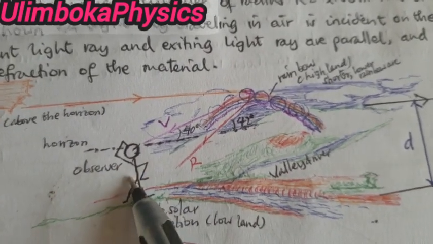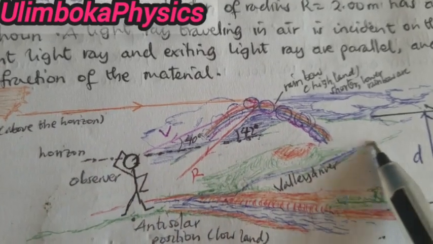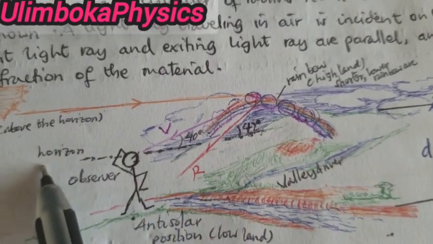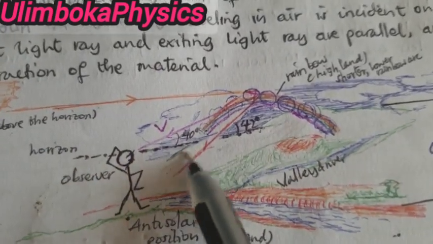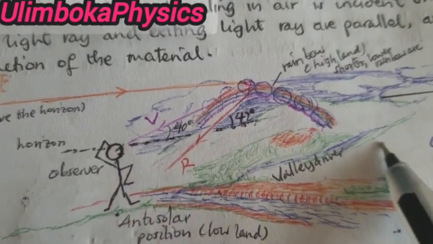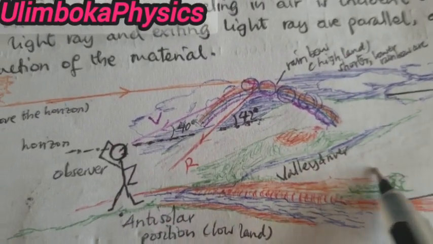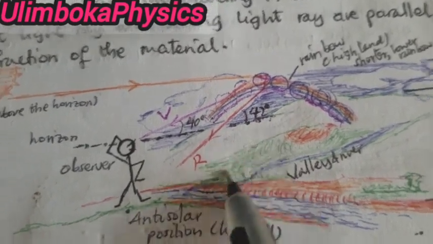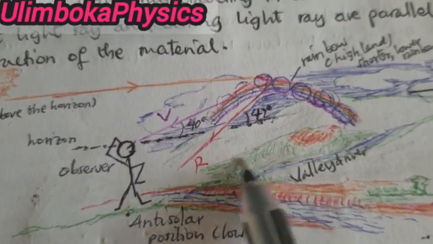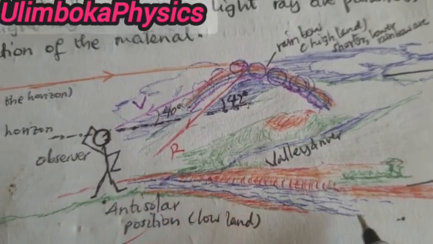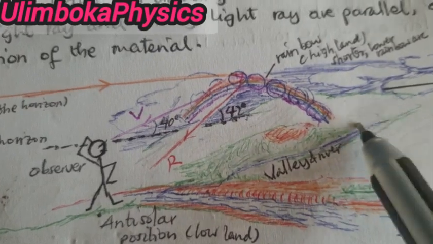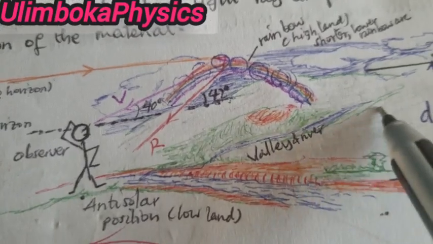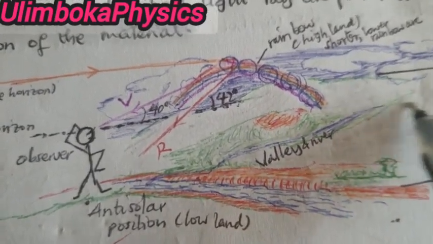We have an observer here, and these are mountains. This dotted line represents the horizon, and we assume below the mountains there is a valley. This valley has a river, and because we have a valley and a river, these are the conditions for the formation of a rainbow.